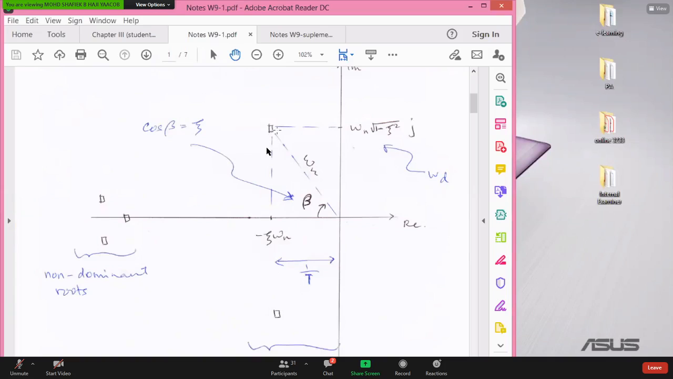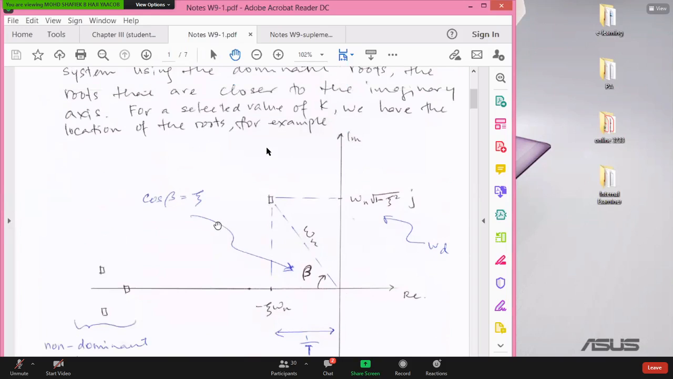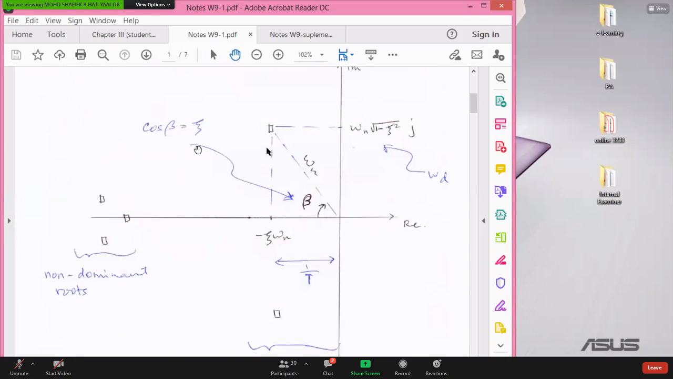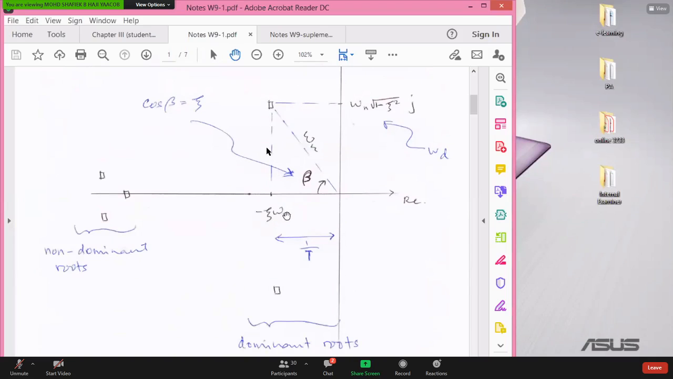Normally, we're going to have two complex roots which are closer to the origin. And for a selected value of K, we will know the location of the roots. Once you know the location of the roots, just based on the dominant root, the time constant is 1 over the real part of the root. So the real part of the root will give us the information about the time constant.